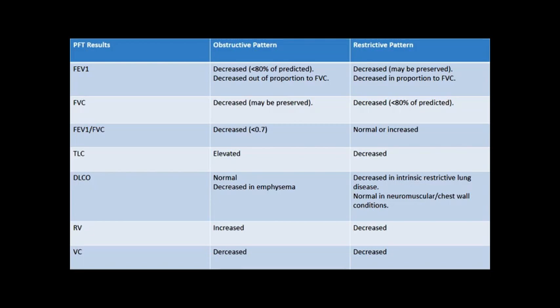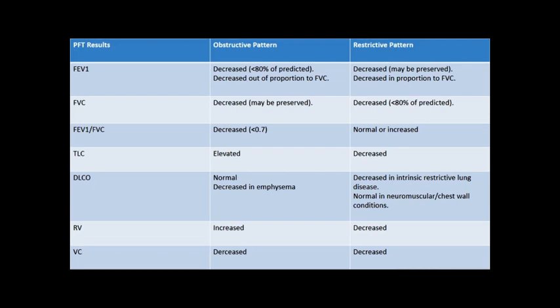In the case that you have a restrictive pattern in this pulmonary function test, you do the DLCO to see what disease they have. The DLCO will be decreased in intrinsic disease of the lung. The lung tissue is affected, for example, by fibrosis.